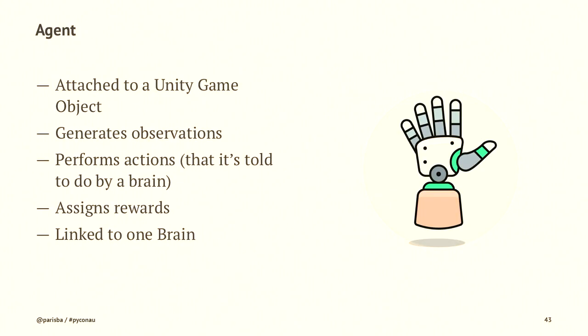And finally, we have the agent, which is a thing that exists in the Unity simulation that is being controlled by the brain through the academy. The agent generates observations somehow in the world, tells the brain what's found. The brain says, okay, based on those observations, I'd like you to do this. Okay, it also assigns rewards. We'll get to that in a second.